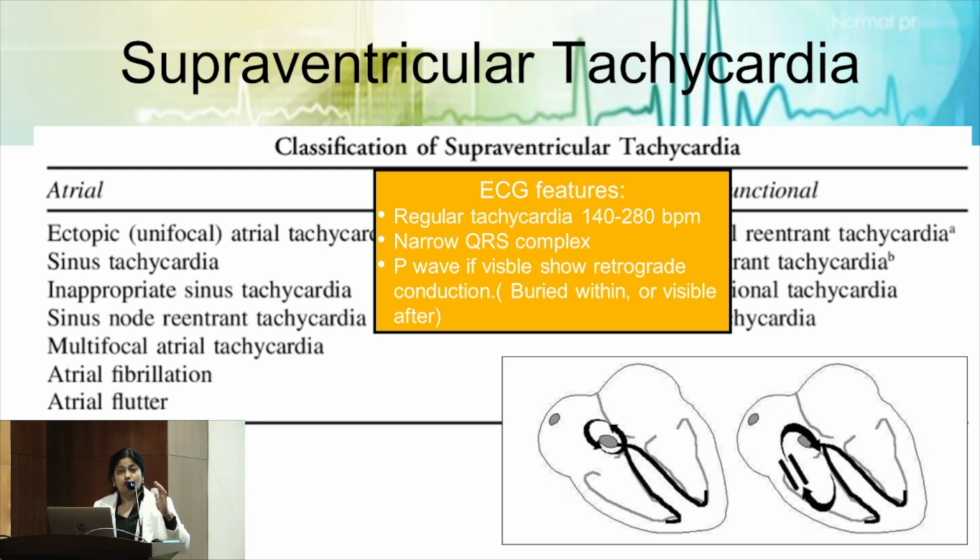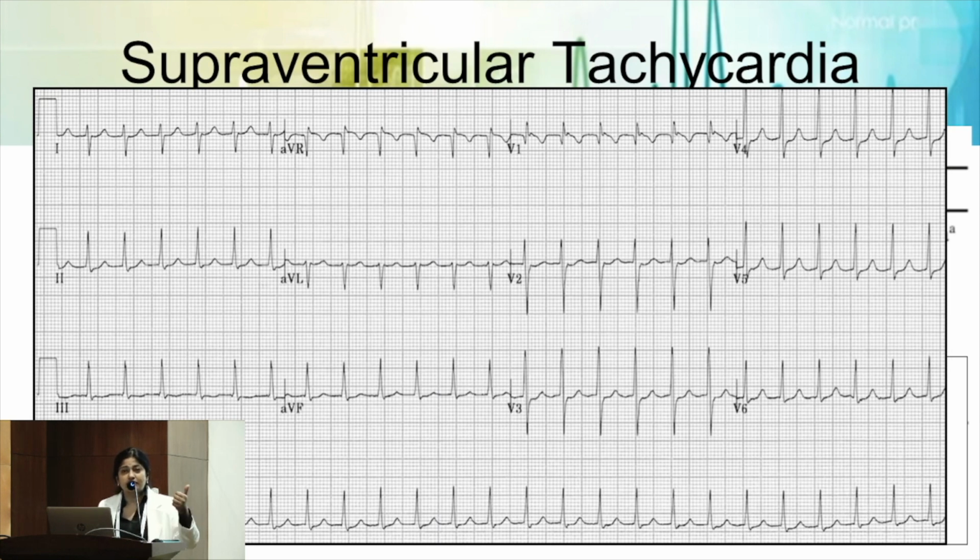P-wave, mostly absent. If it is present, it might be embedded inside your QRS complex, it might be visible after the QRS complex, or it can be an inverted P-wave. That is mostly because of the retrograde conduction through your accessory pathway. So the vector is directed upwards. That's why you will get a P-wave inversion in your inferior leads. So what do you see on ECG? Narrow complex, regular tachycardia, and P-wave, like you can see here, after the QRS complex.